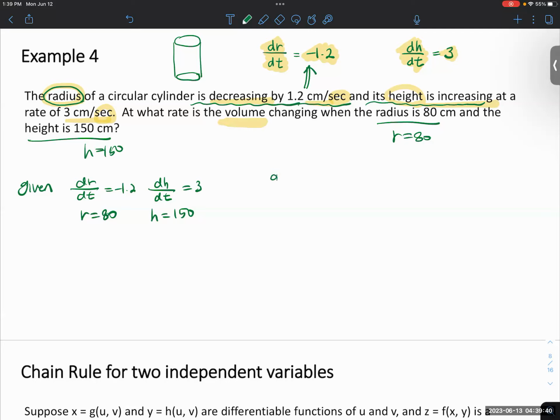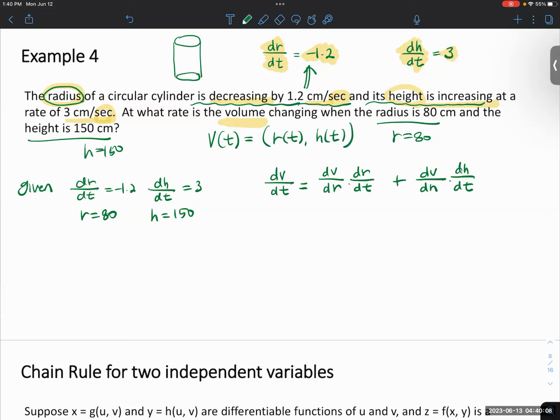We are looking for the volume, dV/dt. What are you guys going to do? dV/dr times dr/dt plus dV/dh times dh/dt. So we are talking about the volume. The volume equation is what? Radius and height components. So the volume is going to be changing depending on the radius and height. So this is exactly a function of two variables. You can think about it, this is the volume over t. So for the volume, take the r branch first, and then the h branch, second.